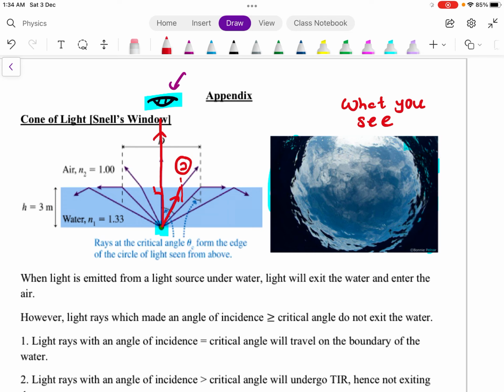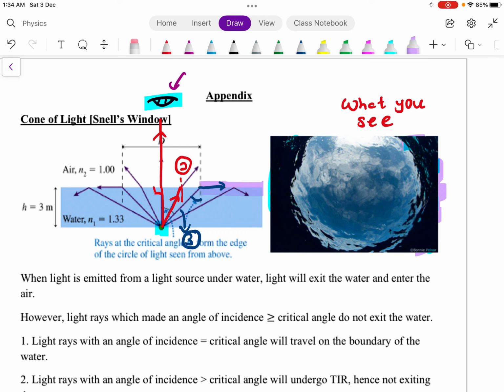Okay, the third light ray is the interesting one. Because the third light ray makes an angle of incidence equal to the critical angle, the light ray is just going to travel along the boundary of the water. From this part onwards is the dark part that you see if you put your eyes on top of the swimming pool.